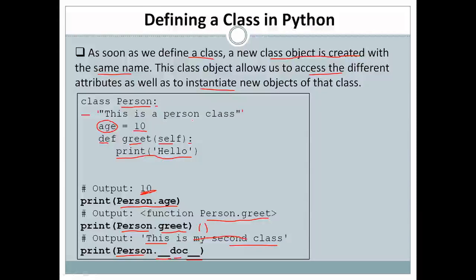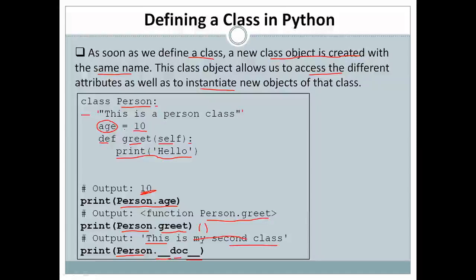We can add some members to the class, members like the data members and a function, and those functions and data members can be accessed by using the class object. Now one thing to remember here, I declared a variable called age. This age variable is a class variable. It is not an instance variable.